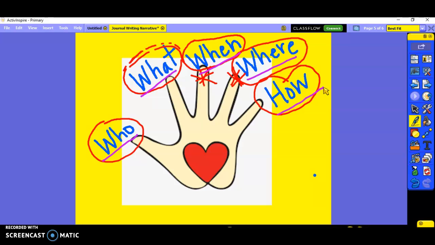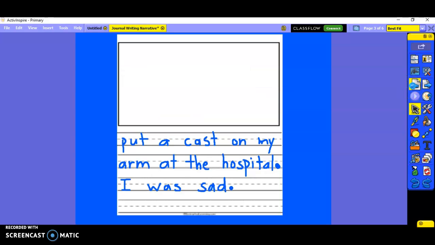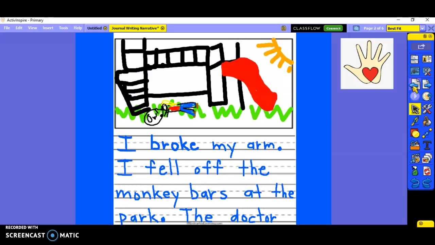Today, you're going to be writing to tell about a time that you broke something. That's right, broke. Now, this story could be about a time that you actually broke something. Maybe you dropped a toy and it no longer works. Maybe you dropped one of your mom's dishes, and it broke into pieces and you can't use it anymore. Or it could be about a time that you actually broke a bone in your body. Miss Nakian's story today is about a time that I broke my arm. That's what I chose to write about today.